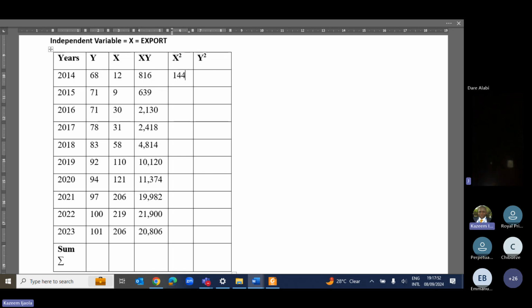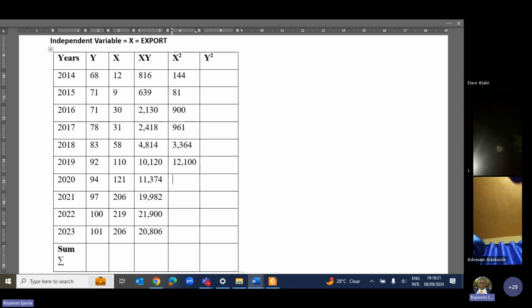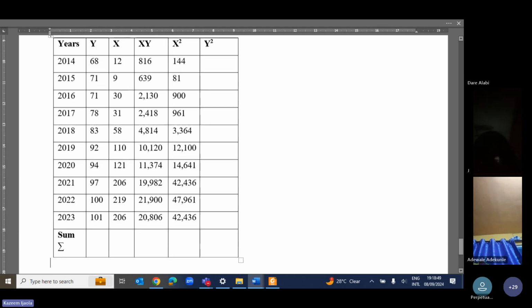So what is our X squared? 12 squared is 144. 9 squared is 81. 30 squared is 900. 31 squared is 961. 58 squared is 3364. 110 squared is 12,100. 121 squared is 14,641. 206 squared is 42,436. 219 squared is 47,961.